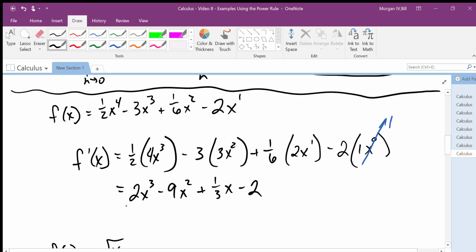And eventually you just do this pretty fast, and you don't even need that in-between step that I wrote there. You're thinking about it like this. 4 comes down as a coefficient. 4 times 1/2 is 2 times x to the third. Second term, the exponent of 3. 3 times 3 is 9 times x squared, right? And you can just kind of do this in your head as you go along and get more proficient at this.